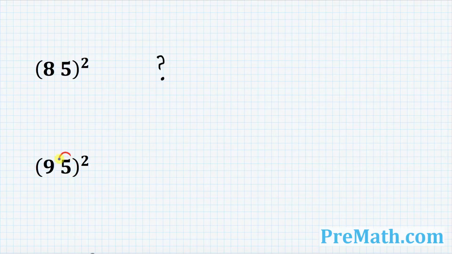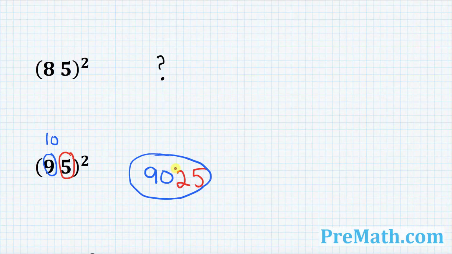Now once again, the right hand side number is what? 5. So the square of 5 is what? 25. Now look at your left hand side number. Your left hand side number is what? 9. Ask yourself, what comes after 9? Of course, it's going to be 10. So 10 times 9 is going to be simply what? 90. So that is our answer to 95 squared.